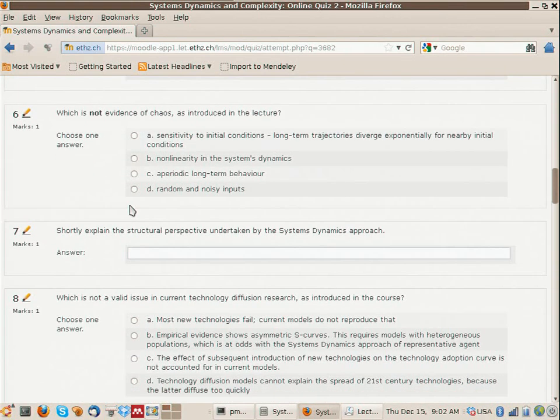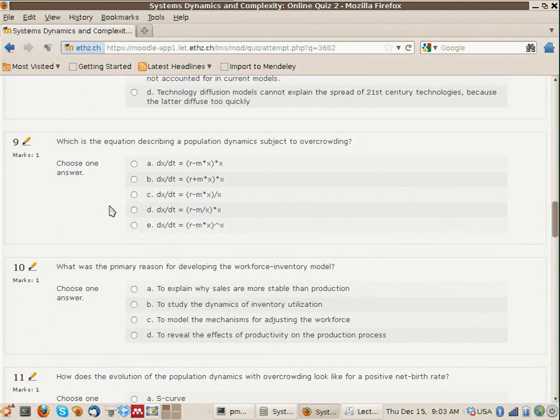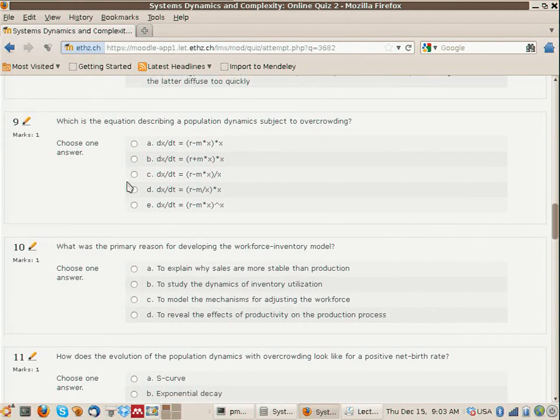Which is not evidence of chaos. This is an evidence: sensitivity to initial conditions, non-linearity, I mentioned it. This is an evidence. Now, this is not an evidence. Okay? For the chaos as introduced in this lecture, it's what we discussed before. Okay, structural perspective. There was a bullet point for this, taking the system, modeling the elements, stuff like that. This is again taken from the slides.